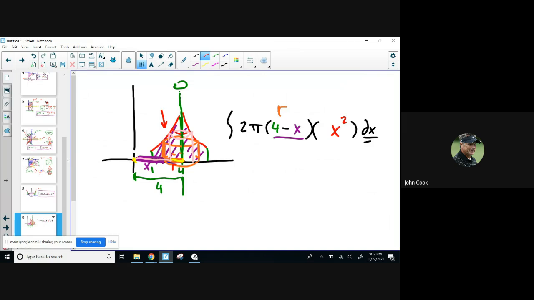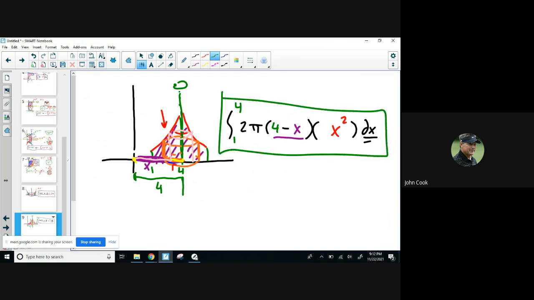There we go. And then from here, I just got to figure out the lower bound and the upper bound. And that's just along the x-axis. I start at 1 and I go all the way up to 4. So there you go. There's my volume. I don't need to have that r there, but all the other stuff is important to have. There's the volume for this shape. And that's number 9.